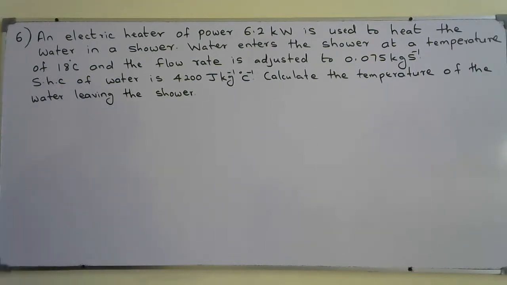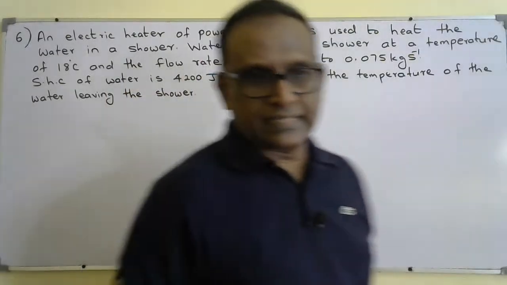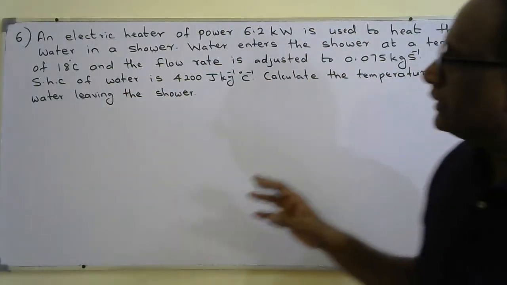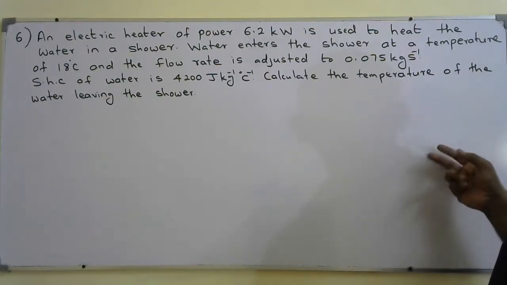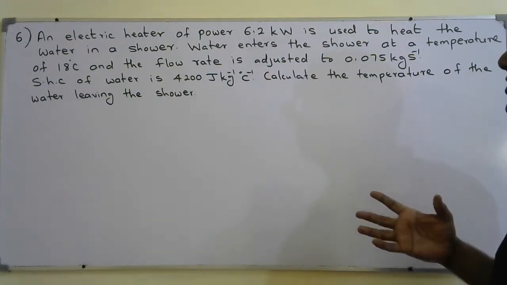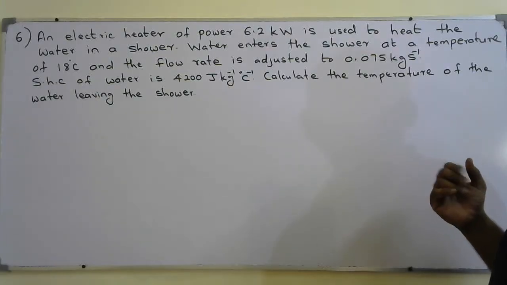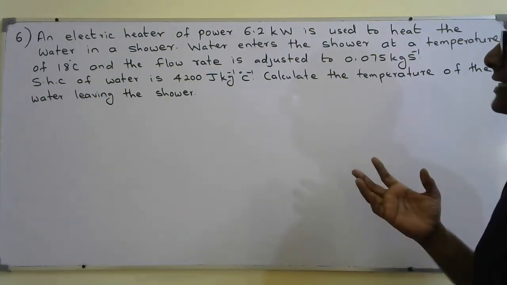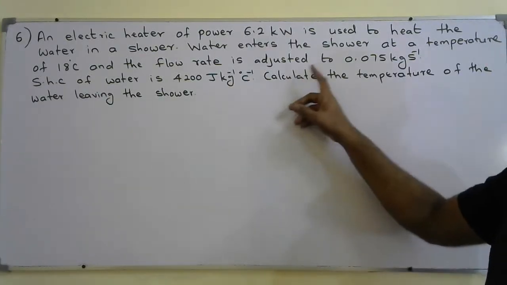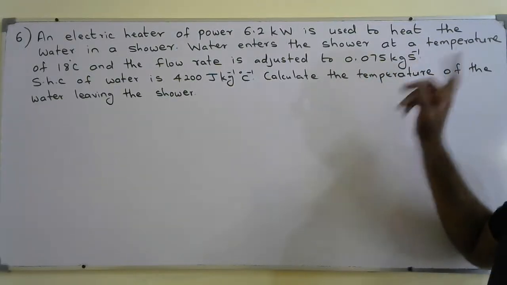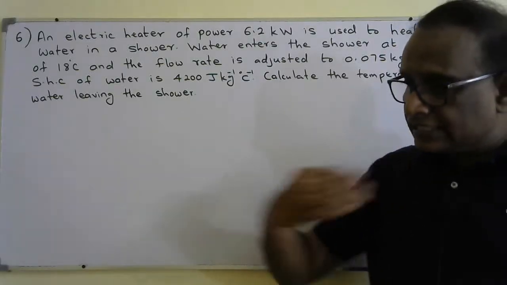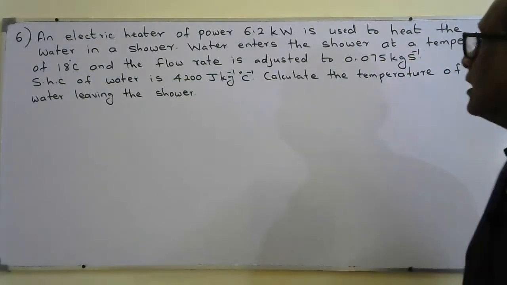Okay, it's an Edexcel IAL past paper question. The year I can't remember. An electric heater of power 6.2 kilowatts is used to heat the water in a shower. Water enters the shower at a temperature of 18 degrees Celsius and the flow rate is adjusted to 0.075 kilogram per second. So the amount of flow is continuously flowing through the heater.